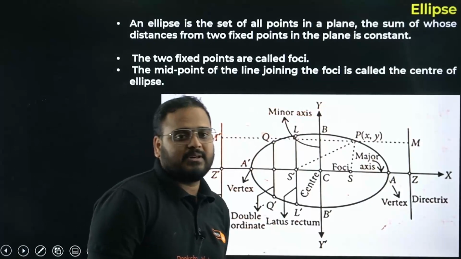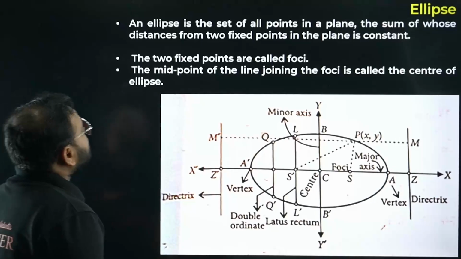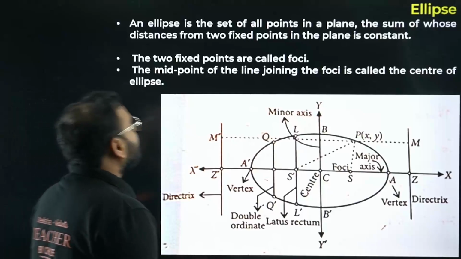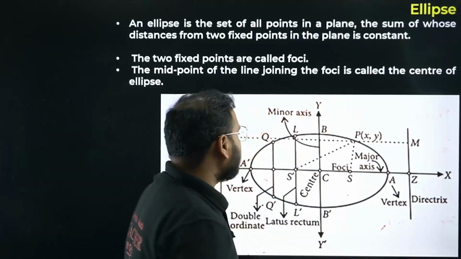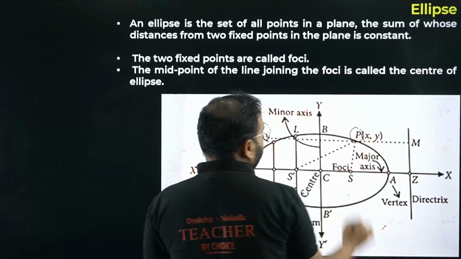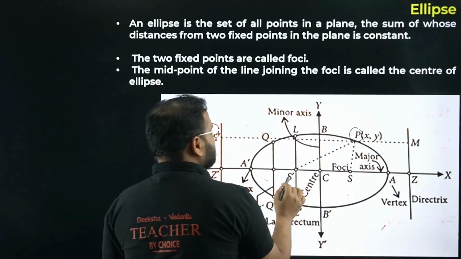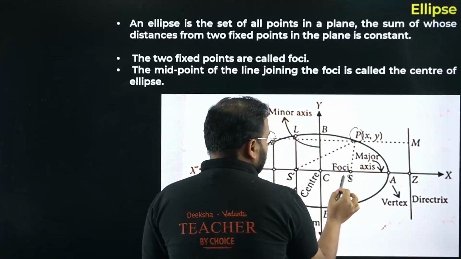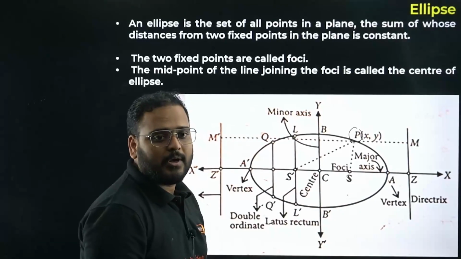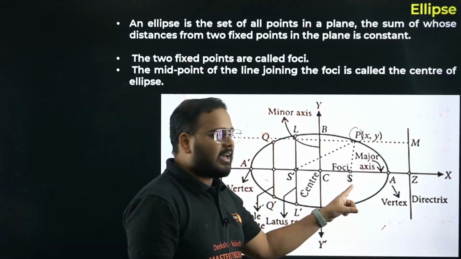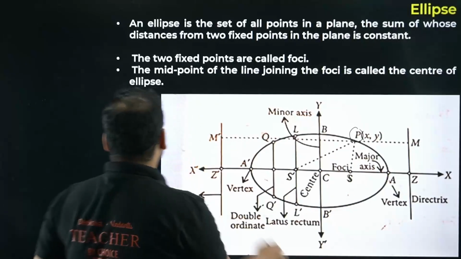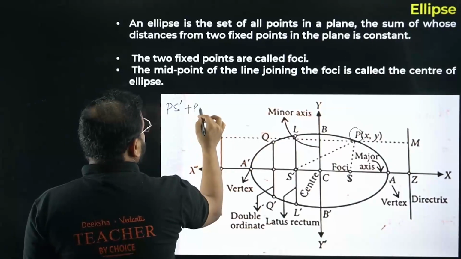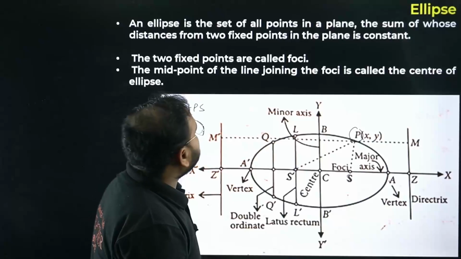Now next is the ellipse. An ellipse is the set of all points in the plane, the sum of whose distances from two fixed points in the plane is constant. Basically, if I take this point P over here, S and S dash are fixed points. So from S dash and from S, the distances will be PS dash and PS. It will become PS dash plus PS. Okay. Will always be equal to the sum, right?